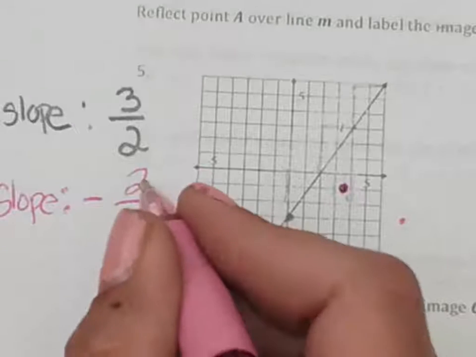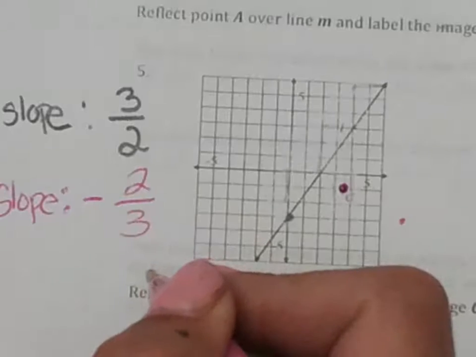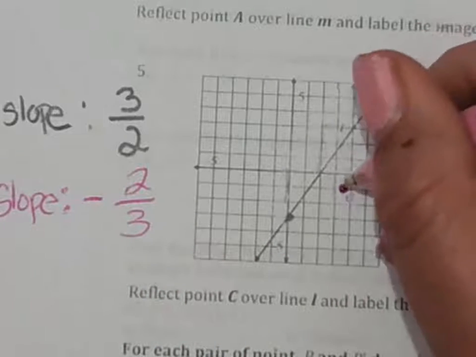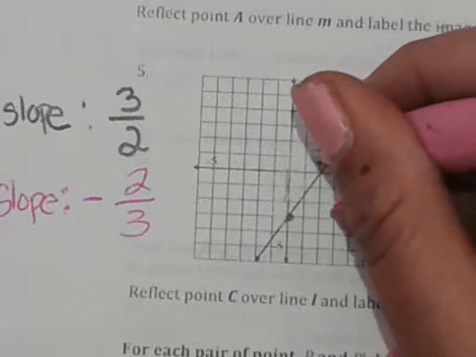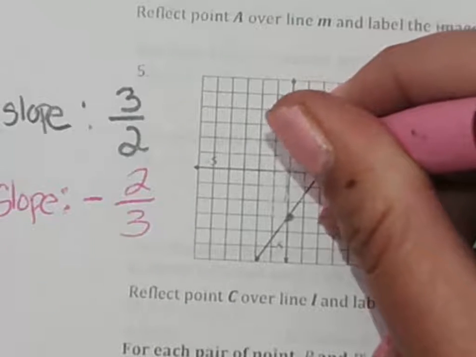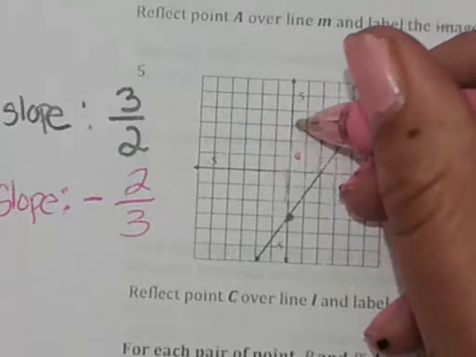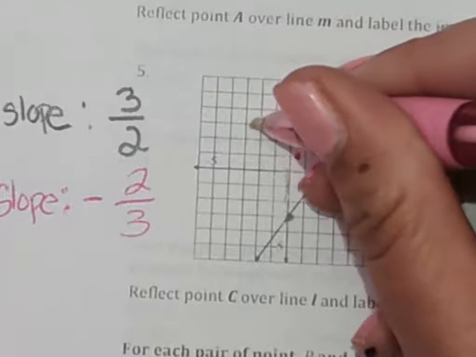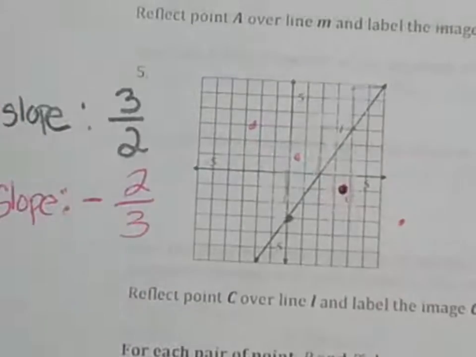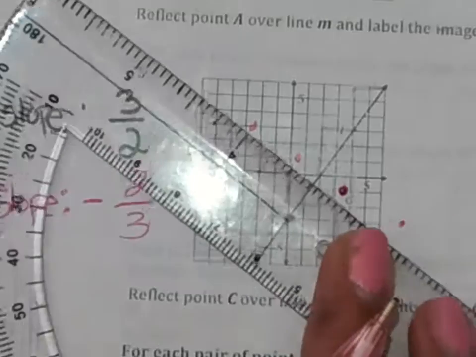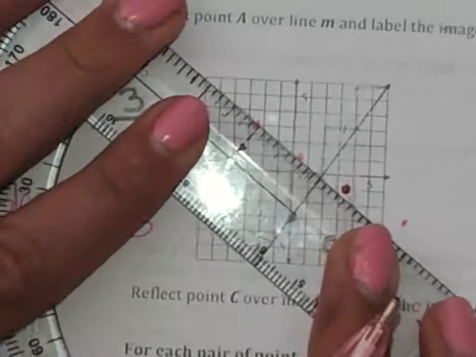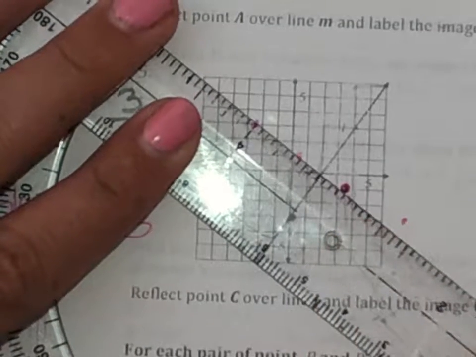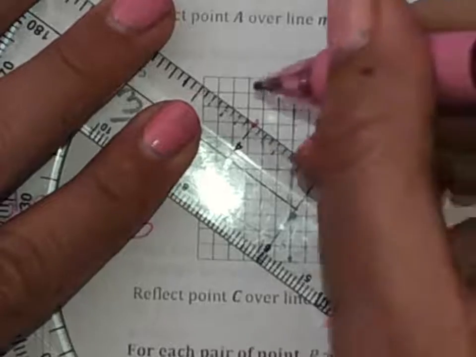So instead of down 2, right 3, do the opposite. I'm going to go up 2 and left 3. Okay, up 2 again, over 3. All right, connect my line. Oh, that point's not going to be correct. That's okay. We'll leave it off.